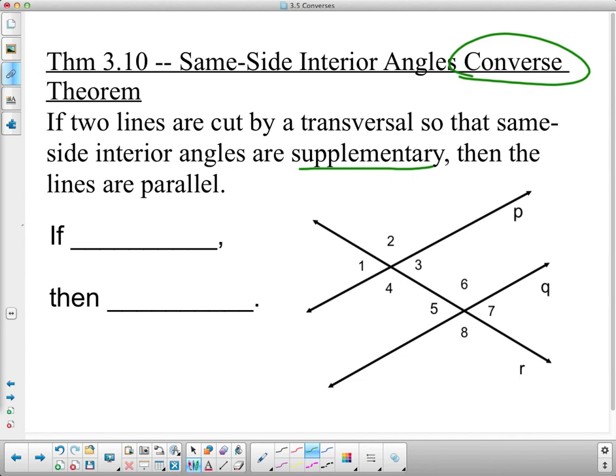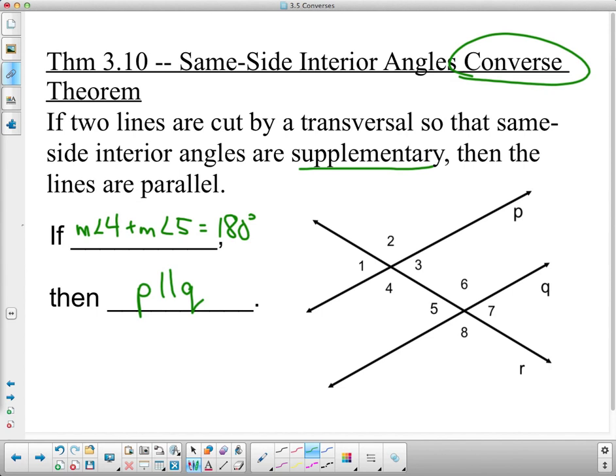Austin? If the measure of angle 4 plus the measure of angle 5 equals 180 degrees, then line P is parallel to Q. Exactly. And there would be a different pair you could use, but he did 4 and 5. So if the measure of angle 4 plus the measure of angle 5 is 180 degrees, where do you get that from? That's what supplement means. They add up to 180. Then the lines P and Q are parallel. What would be the other pair he could have used? 3 and 6.